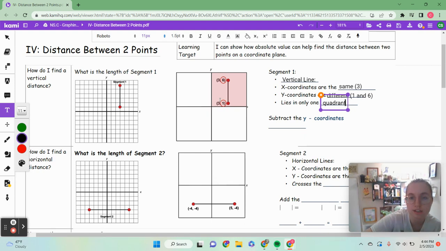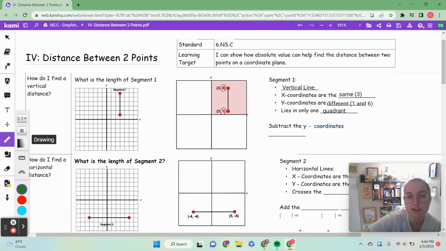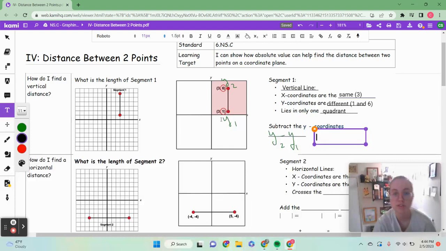So if I want to subtract the y-coordinates, I can also write this as y2 minus y1, saying that this is my y2 and this is my y1. So my y2 is 6 minus my y1 is 1, and that is equal to 5. So it's 5 units is my distance there.